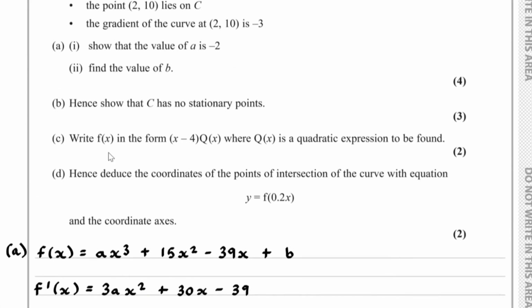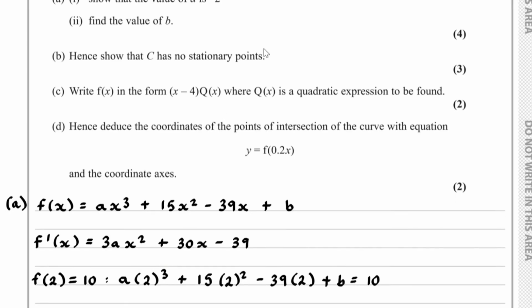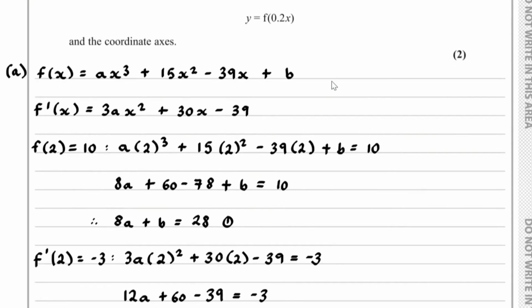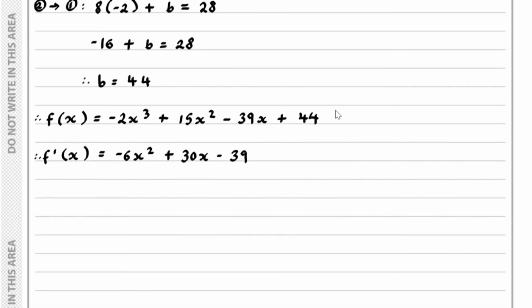Now for part B of the question, hence show that C has no stationary points. Well, stationary points would suggest to us f dash of x is equal to 0. We want to show that f dash of x does not equal 0. How can we do this? Well, we can use the discriminant.